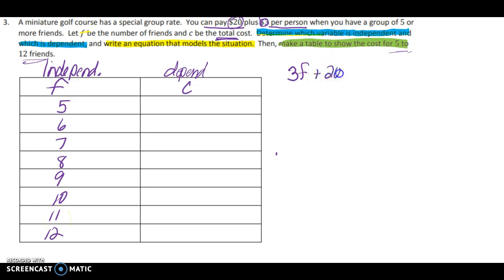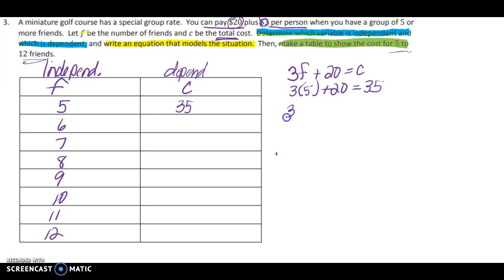Plus the $20 that we have to pay, that's going to give me my total cost. So I'm going to go through this rather quickly. All I need to do is take my F values that were given, and substitute them in. So I have 3 times 5 friends plus our $20. Well, that is 3 times 5, which is 15, plus 20 is $35. And I put that in my table.